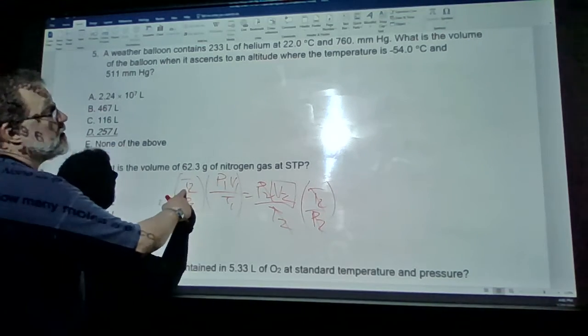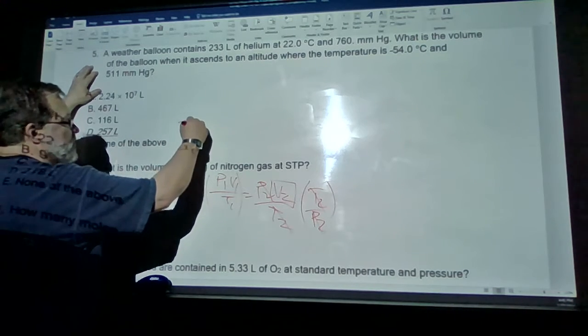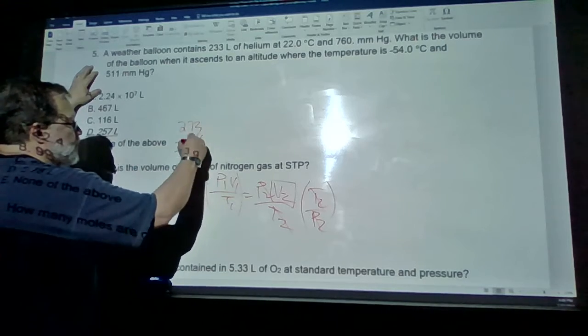So T2 here is minus 54 degrees C. That must be in Kelvin. So 273 minus 54.